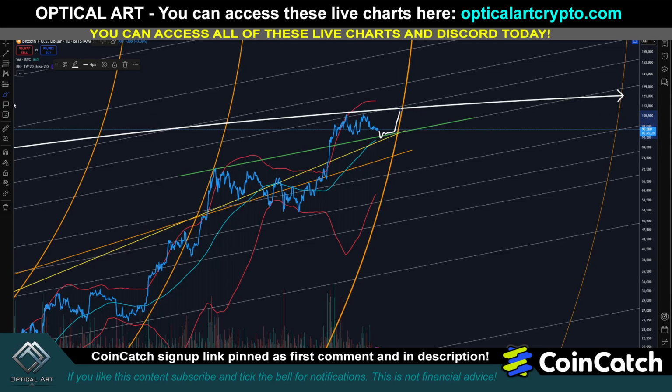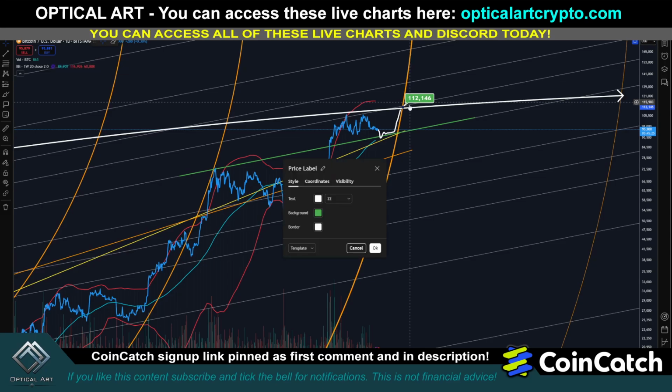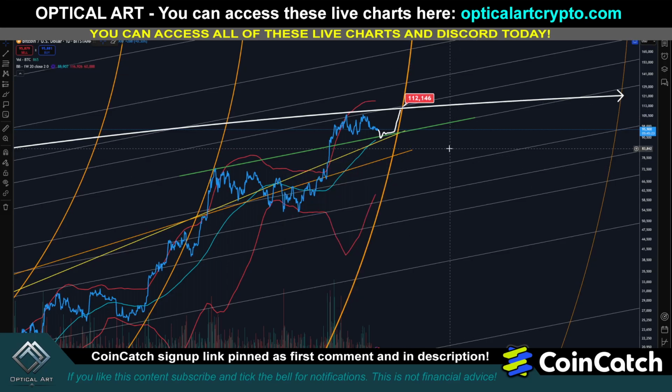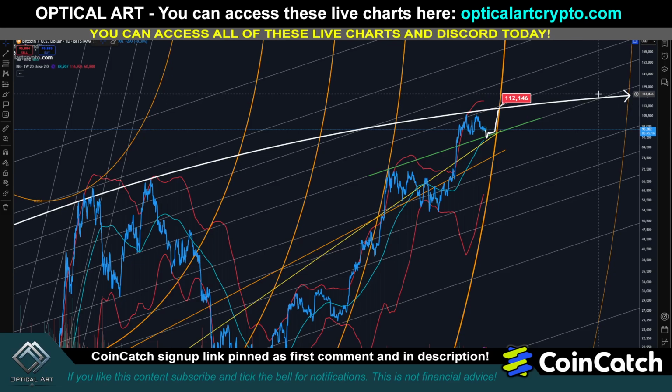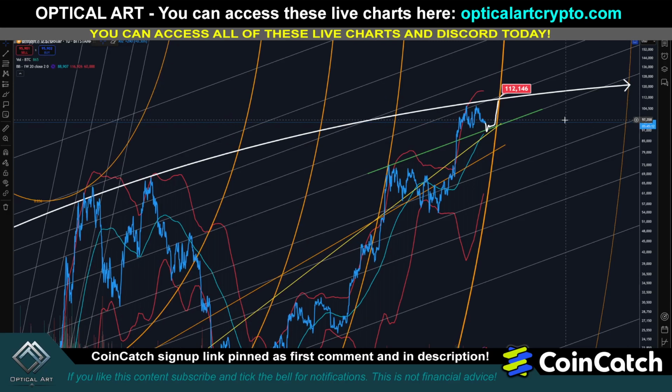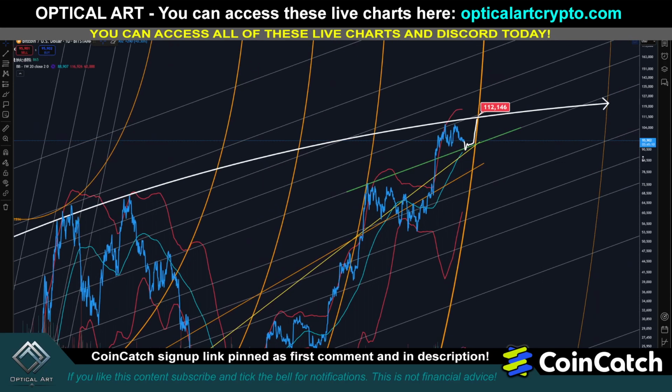I will say this, if we get above, let's say 112,000 and that holds as support, then guys, we're going much higher because we're breaking above our macro trend line that goes back since the beginning of Bitcoin. Again, on linear scale, it's a straight line. On log scale, it's a curve.